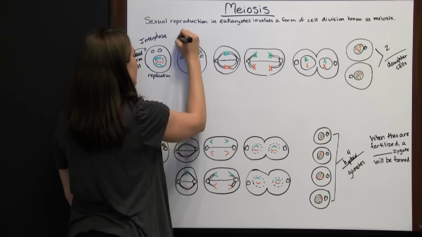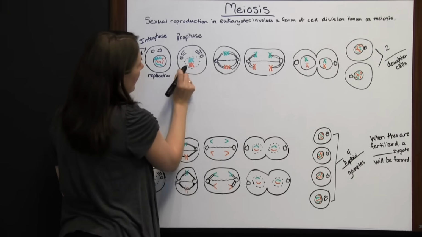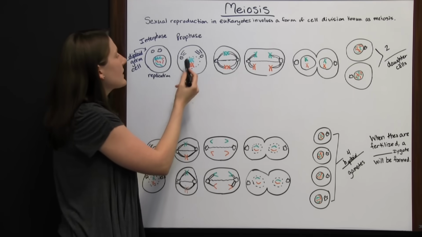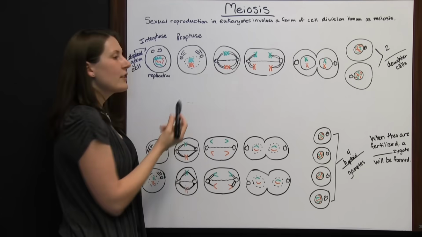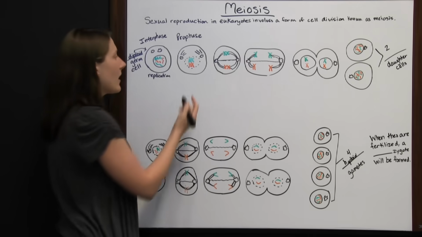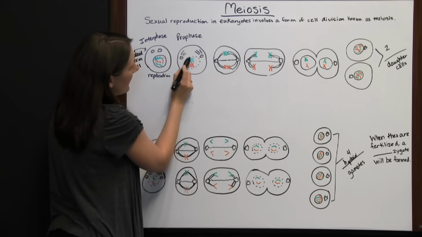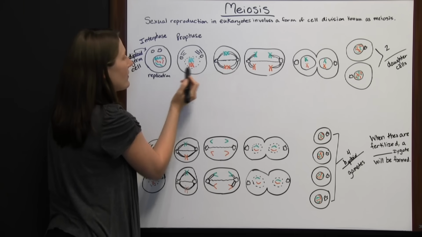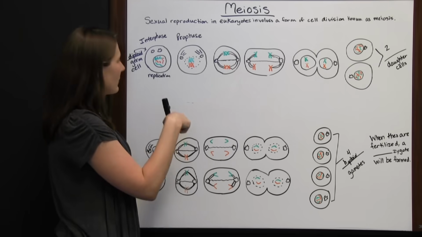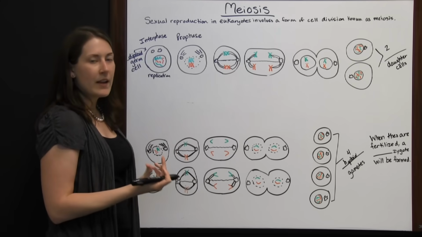In the next phase, we have prophase. And the replicated genetic material is going to line up in homologous pairs, which means that each one is the same genetic material. It's an exact copy. And they're going to cross over a little bit at these points here. And where those cross over, they kind of swap a little bit of genetic material. So each one of these pairs is going to take a little bit of the other pair.